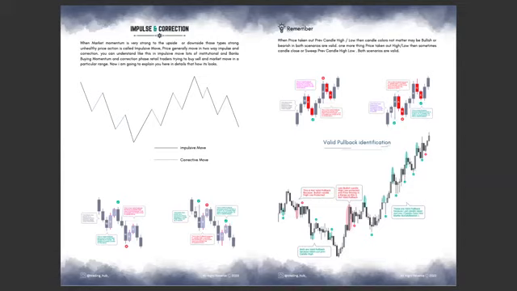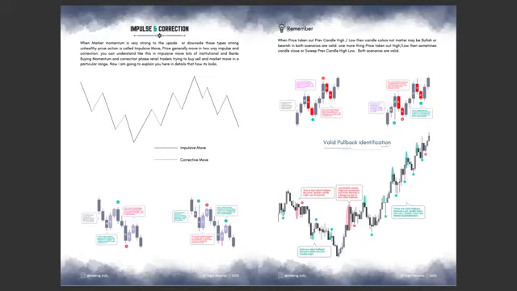Is a corrective move and a pullback the same? Exactly, a corrective move and a pullback are similar. Impulse and correction: a single straight move to the downside or upside is called an impulsive move. And a corrective move, or you can say a pullback move, is called a correction.